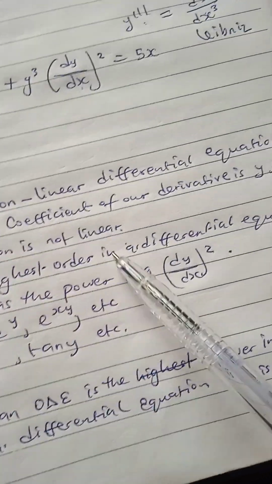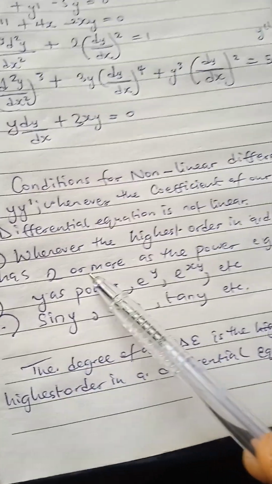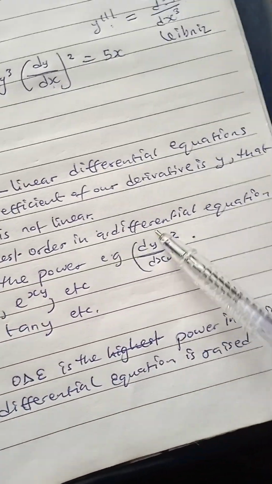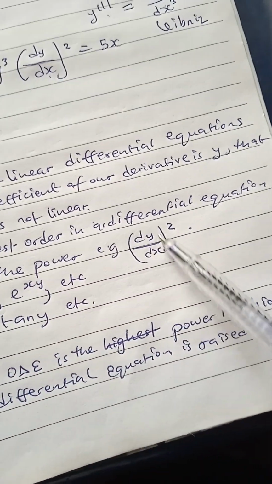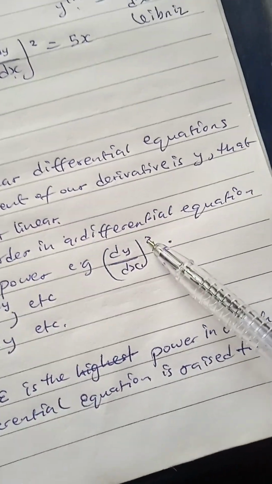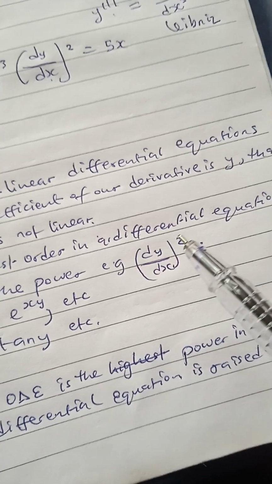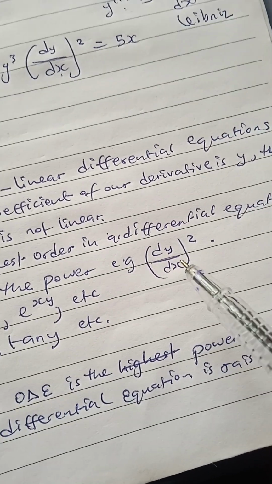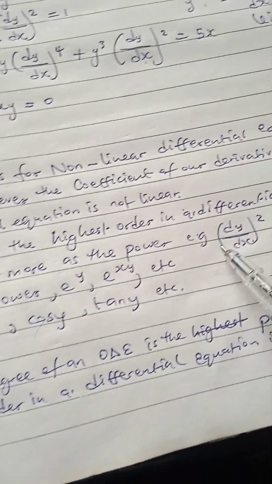Whenever the highest order in a differential equation has 2 or more as the power, for example, assuming that dy over dx, the first order, is the highest order in the equation and it has the power of 2, then we say that equation is a non-linear differential equation.